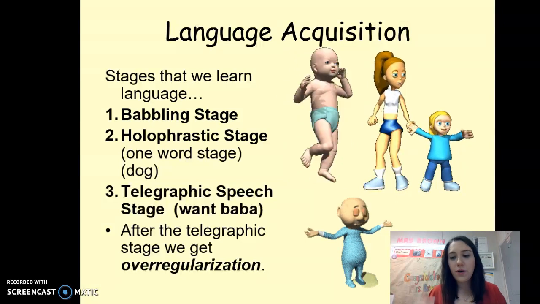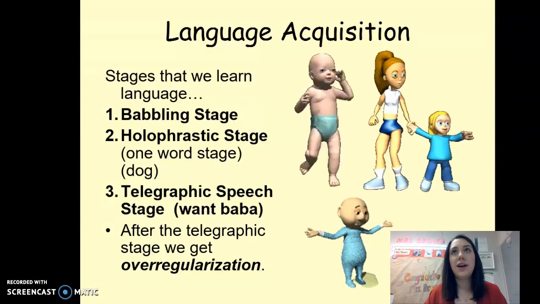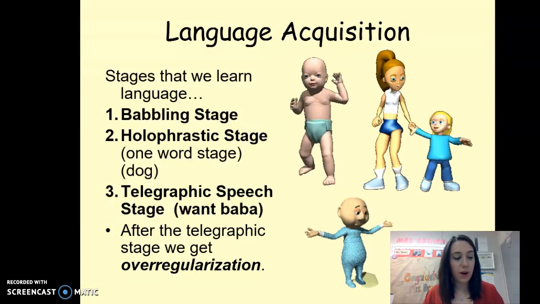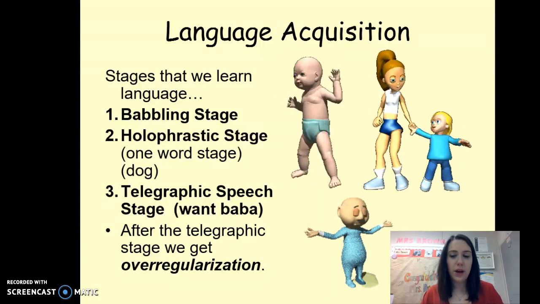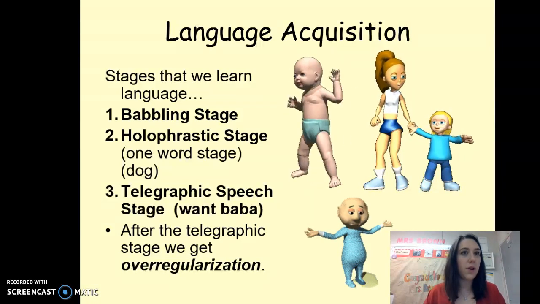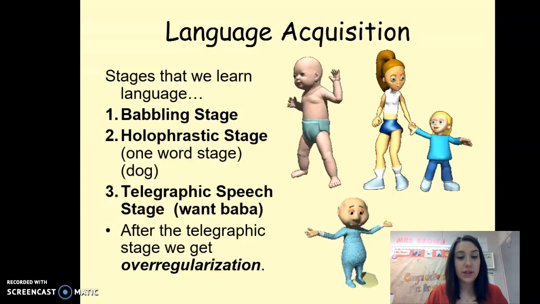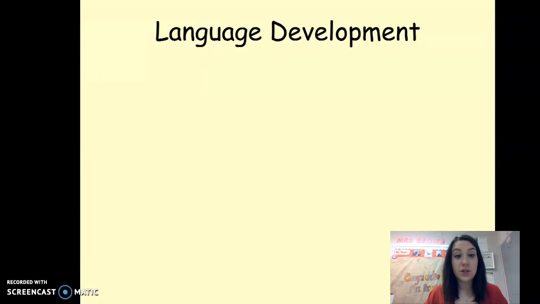An example of overregularization could be "I goed to the park" instead of "I went to the park." Or "I sweeped the floor" instead of "I swept the floor." That's an example of overregularization that happens in the telegraphic speech stage.